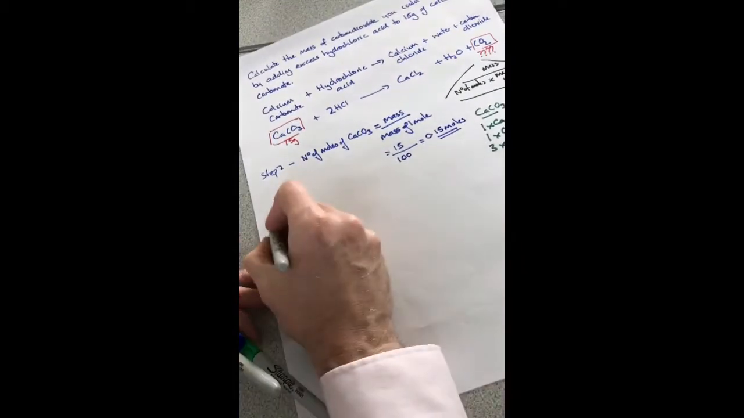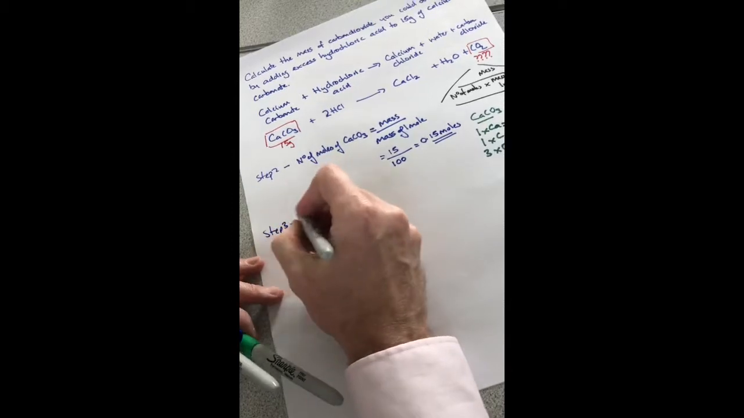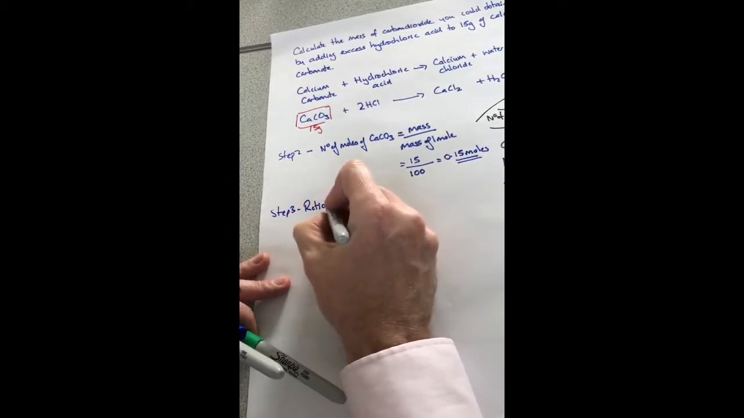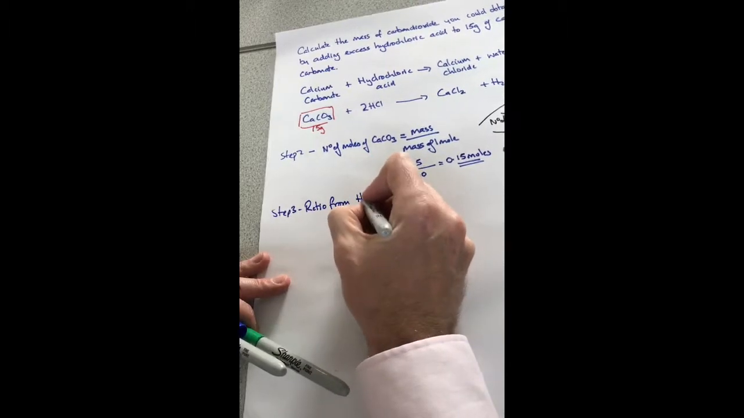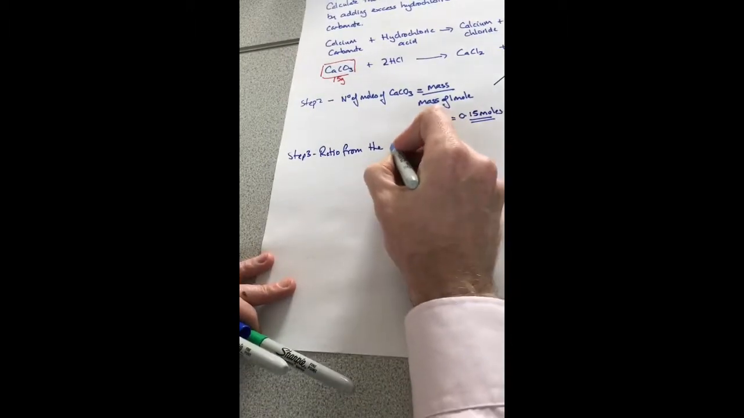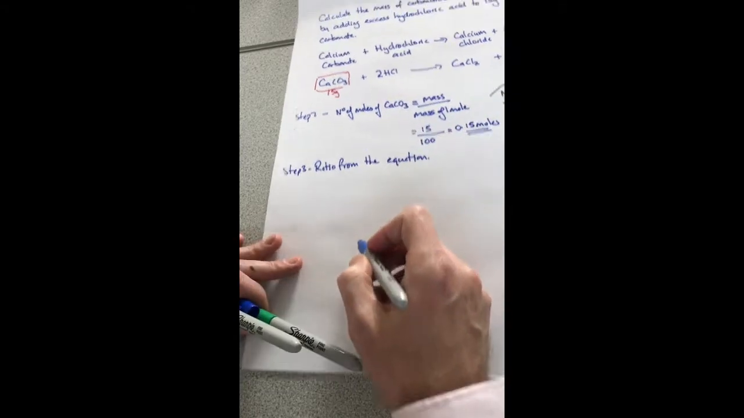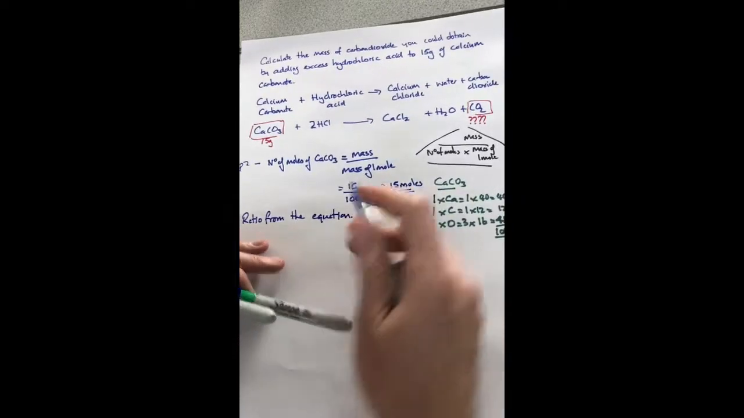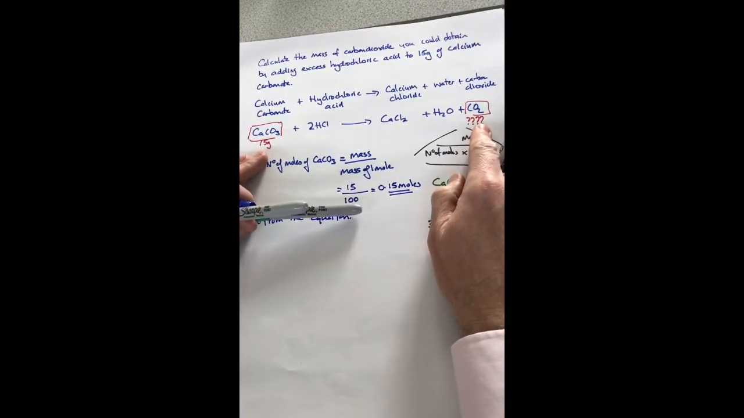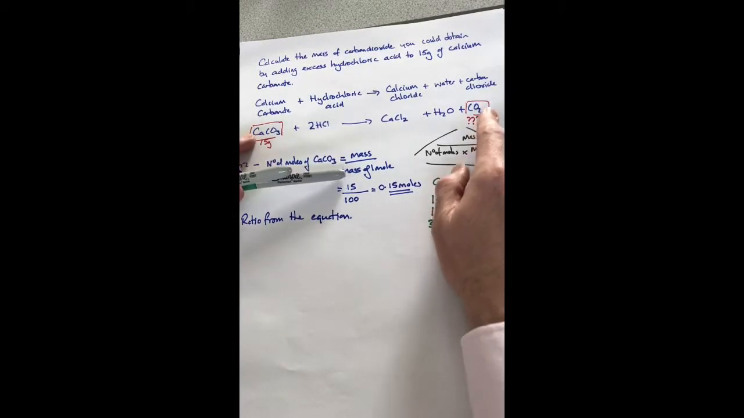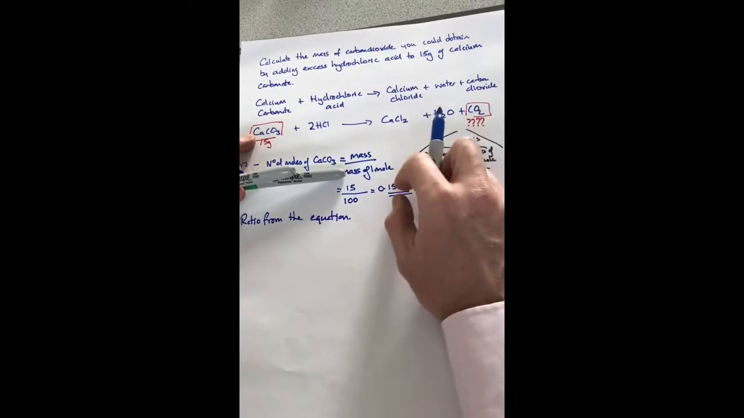My next step, so it's step 3, and here, what I'm going to look at is the ratio from the equation. If I go to the equation, and I'm only interested in, remember, the two chemicals that are highlighted here and here, I can see that there's no number in the balanced equation in front of this. So there's 1 mole of calcium carbonate, and there is no number in front of the carbon dioxide. So there's 1 mole of carbon dioxide.